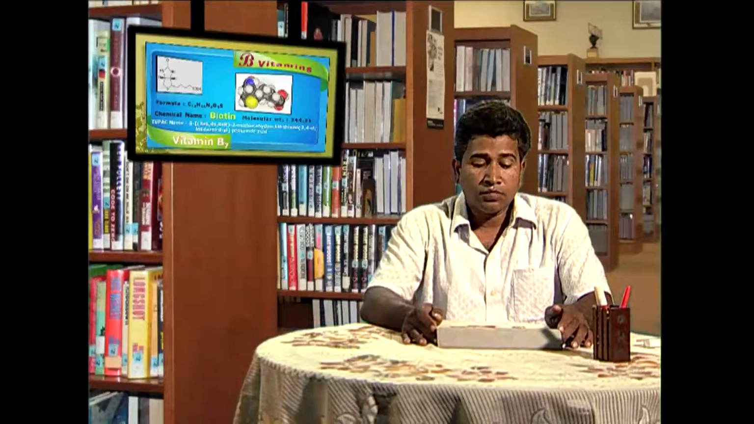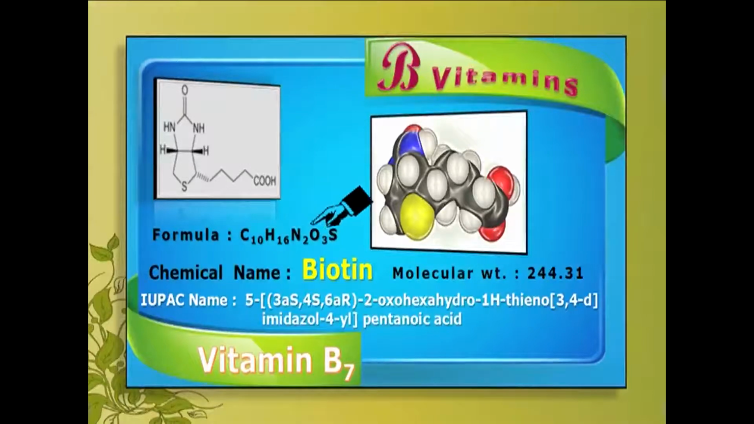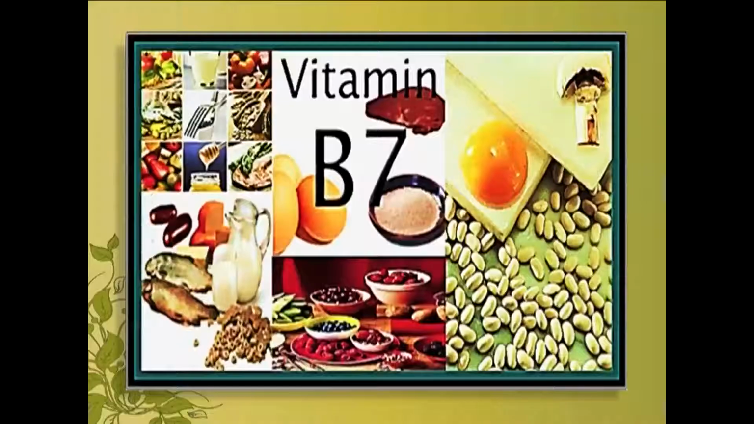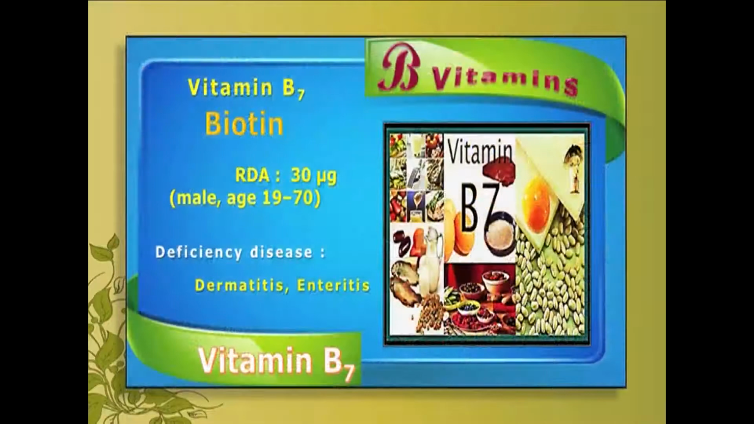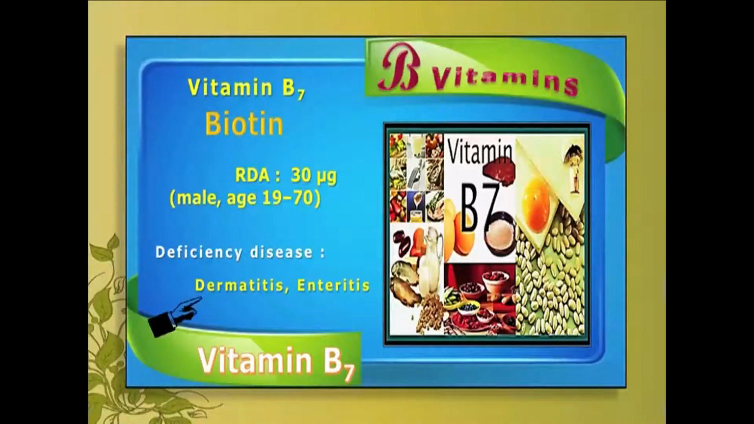B7 is biotin. The chemical formula is C10H16N2O3S, and the molecular weight is 244. Foodstuff rich in vitamin B7 include nuts, fish, egg, milk, and different vegetables. And the recommended dietary allowance is 30 microgram for males between age of 19 to 70 years, and the deficiency syndrome associated with biotin is dermatitis and enteritis.